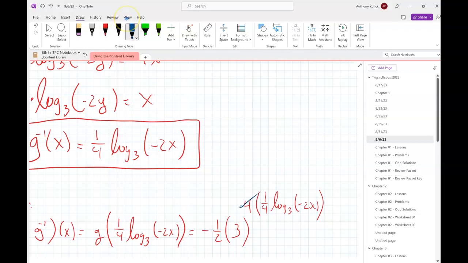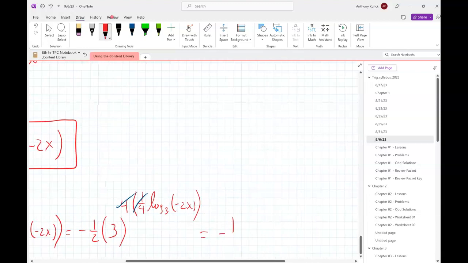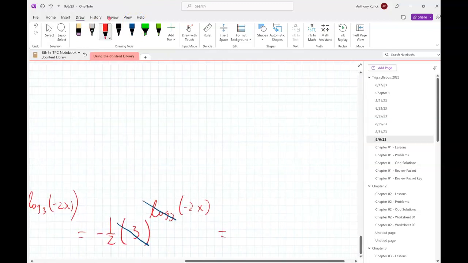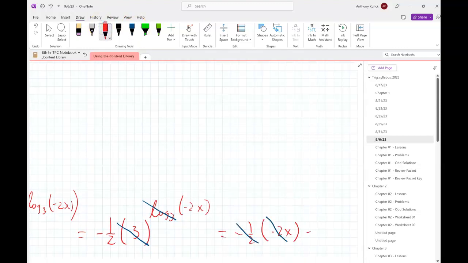So if I simplify, the 4 and the 1/4 cancel out. Exponent base 3 cancels log base 3. Negative 1/2 cancels negative 2, and we're left with just x.